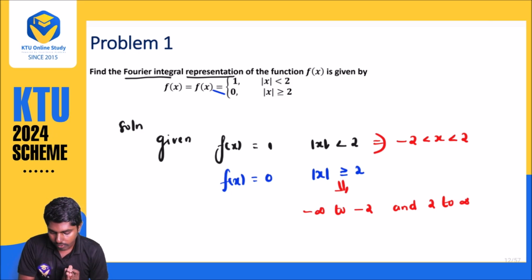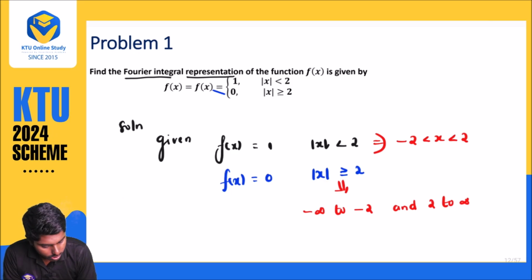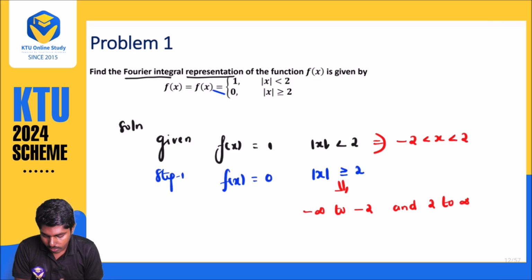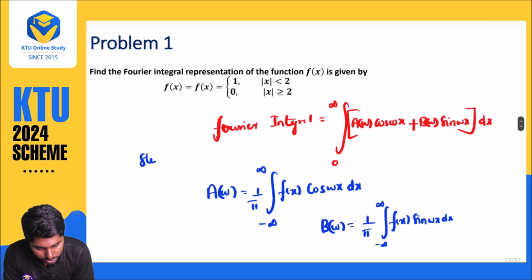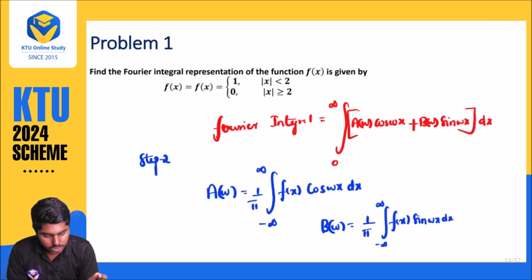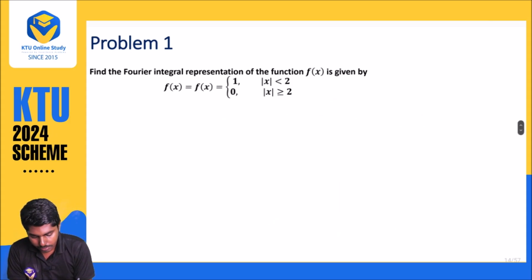Okay, now we have decoded. This is step number 1. Try to write this as step number 1, because you are writing the given. Now, writing the formula will carry 1 mark, so that is step number 2. Now step number 3.